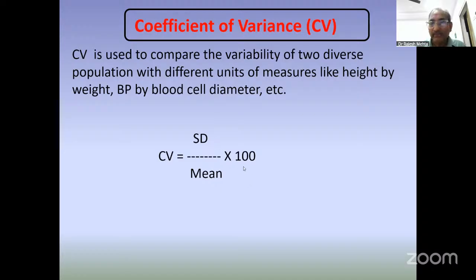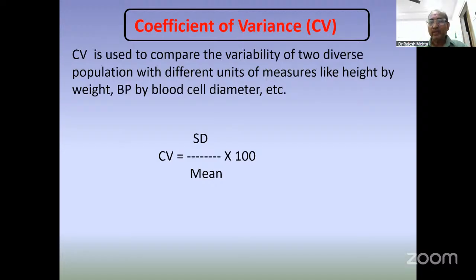SD upon mean multiplied by 100. That is how far the deviation is in context to the mean. For this mean, you should concentrate on the word: epidemiology is always looking for a denominator.